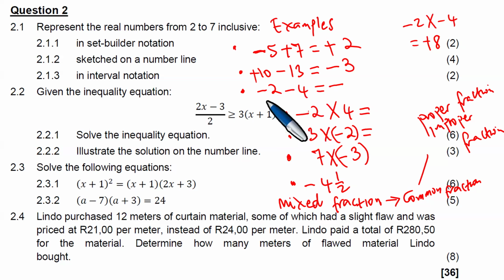And then now you add 2 to 4. And you get a 6. Well done. And therefore the answer is going to be minus 6.